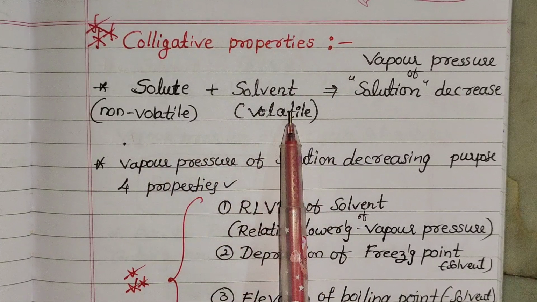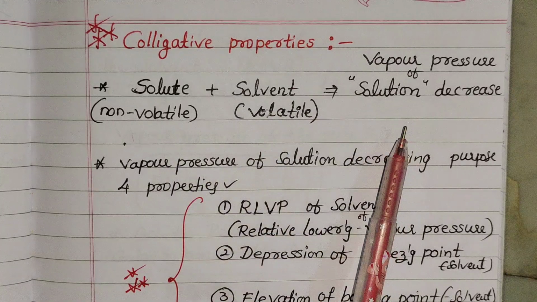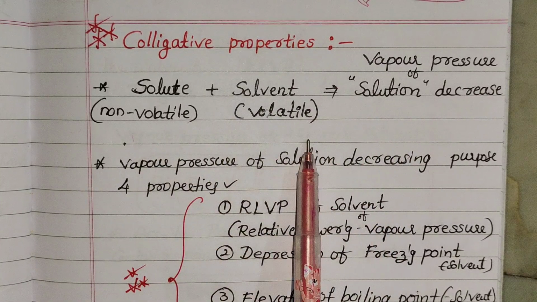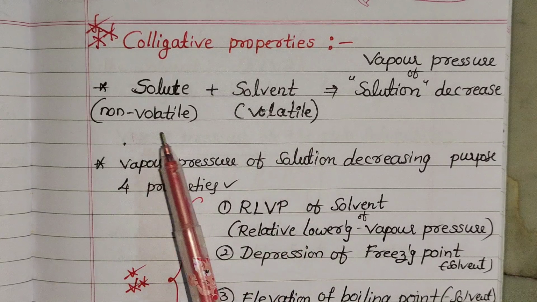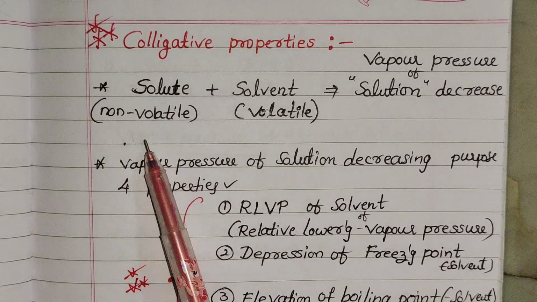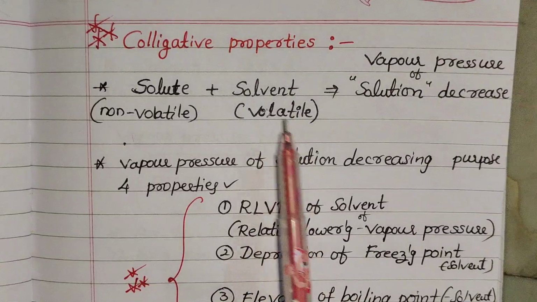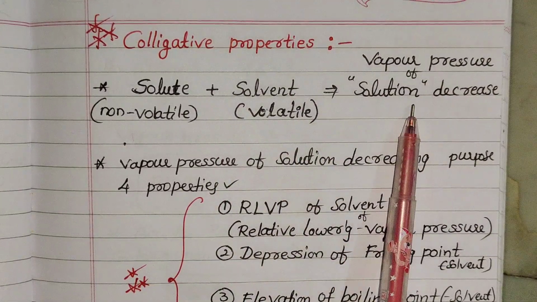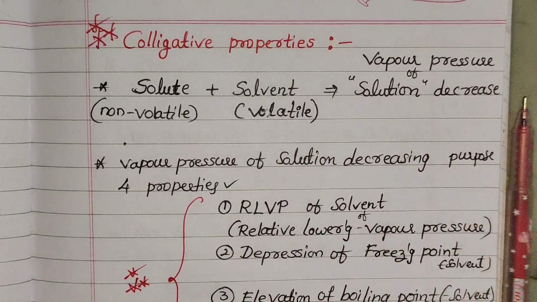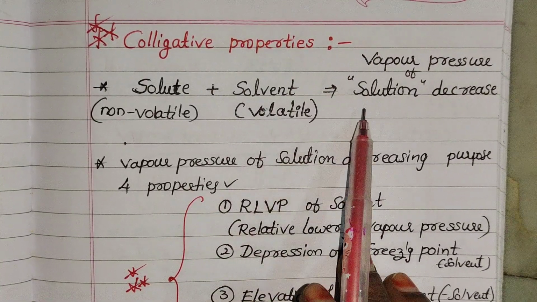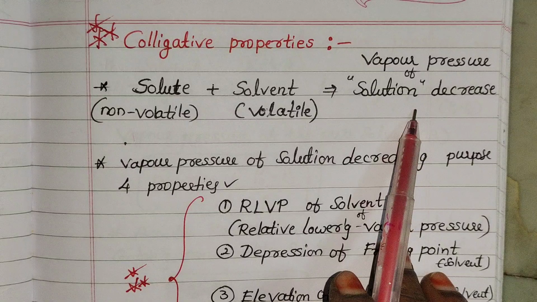Solute and solvent are both combined to give a solution, right? Here the solute is non-volatile and the solvent is volatile. Volatile means gaseous form. The solute must be in a non-gaseous form, the solvent in a gaseous form. Those are mixed with each other and give a solution. When these conditions are present, the vapor pressure of the solution decreases.